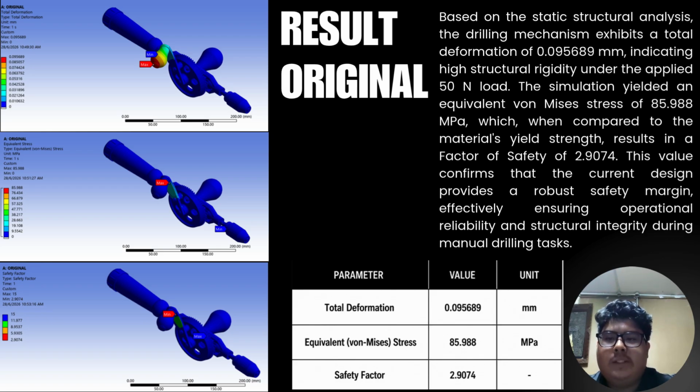When compared against the material yield strengths, this results in a factor of safety of 2.9074. This baseline confirms that the initial design is robust and provides a strong safety margin for manual tasks.